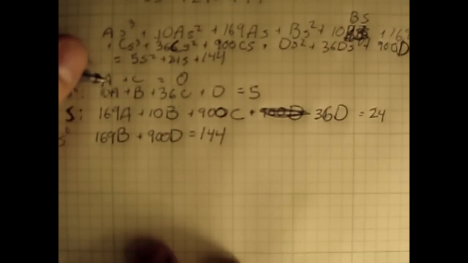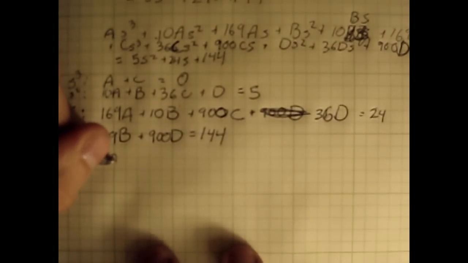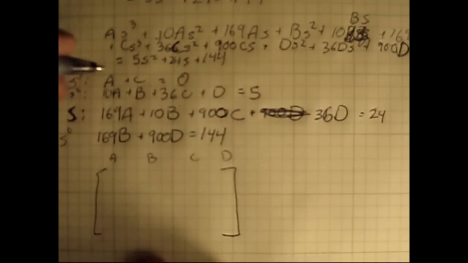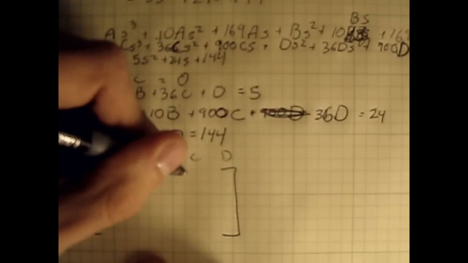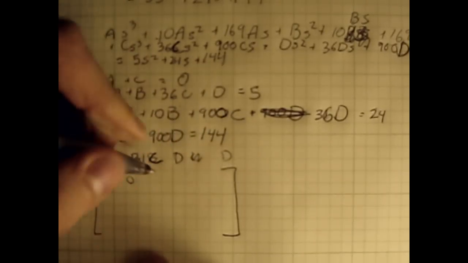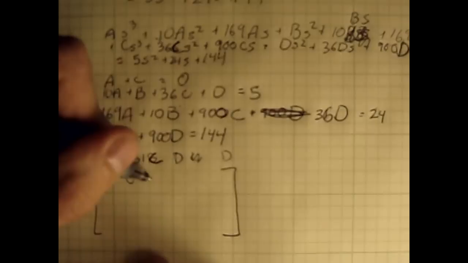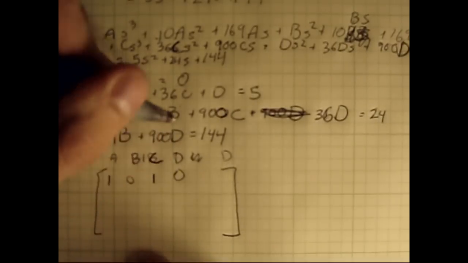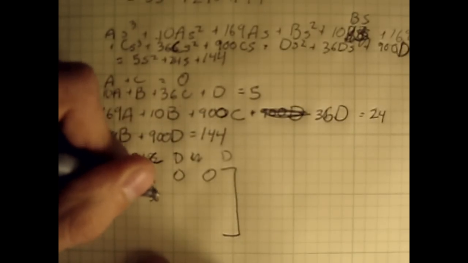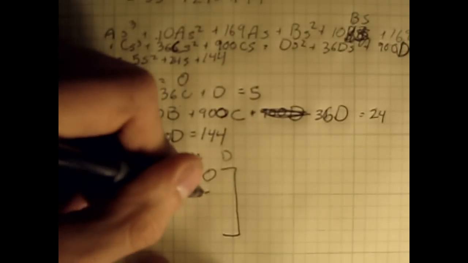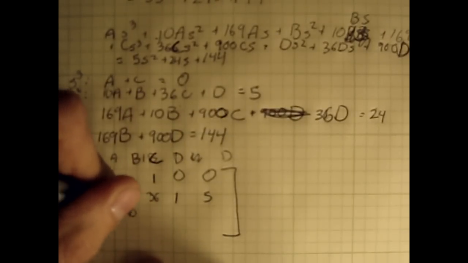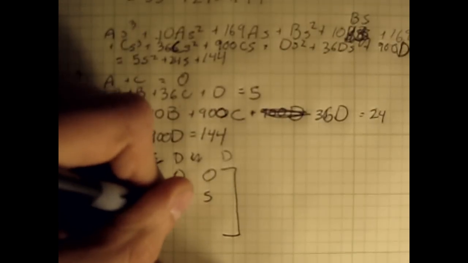So we'll go ahead and start writing these coefficient matrices. We have a, b, c, d in this matrix. So we have 1, 0, b, c, d. There we go, we have no b's, we have a single c, no d's, and that's equal to 0. Next one, we have 10 a's, 1 b, 36 c's, 1 d, and 5 on the other side of the equal sign. Next row, we have 169 a's, 10 b's, 900 c's, 360 d's.